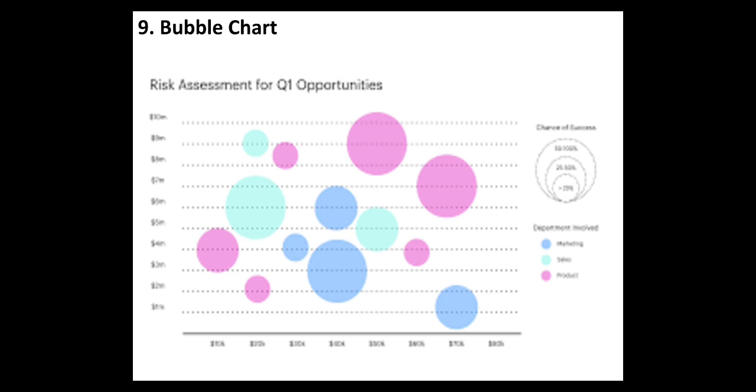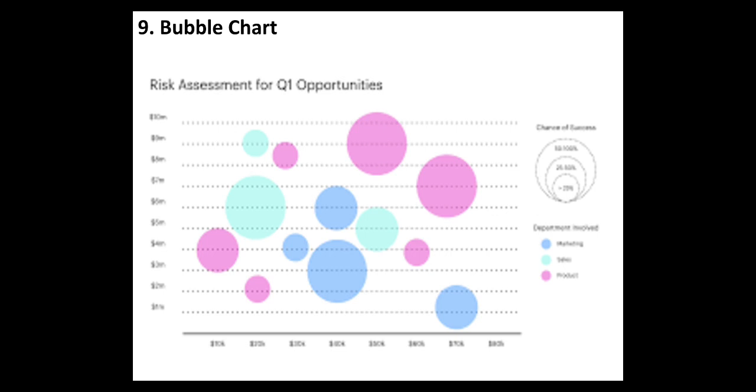A bubble chart is similar to the scatter plot, but you can introduce a third variable to the visualization by having the size of the bubble indicate the value of the third variable. Really, it is a good option for understanding the relationship between continuous variables.